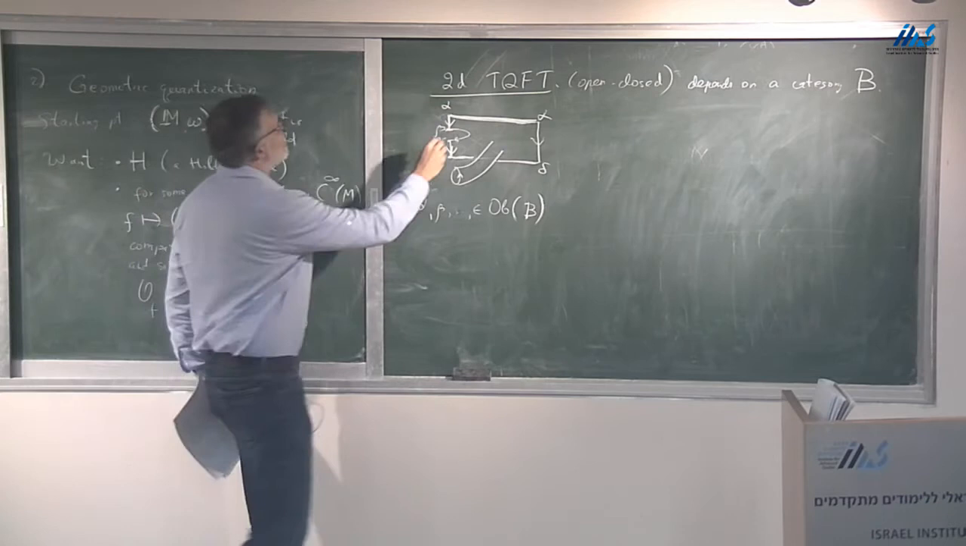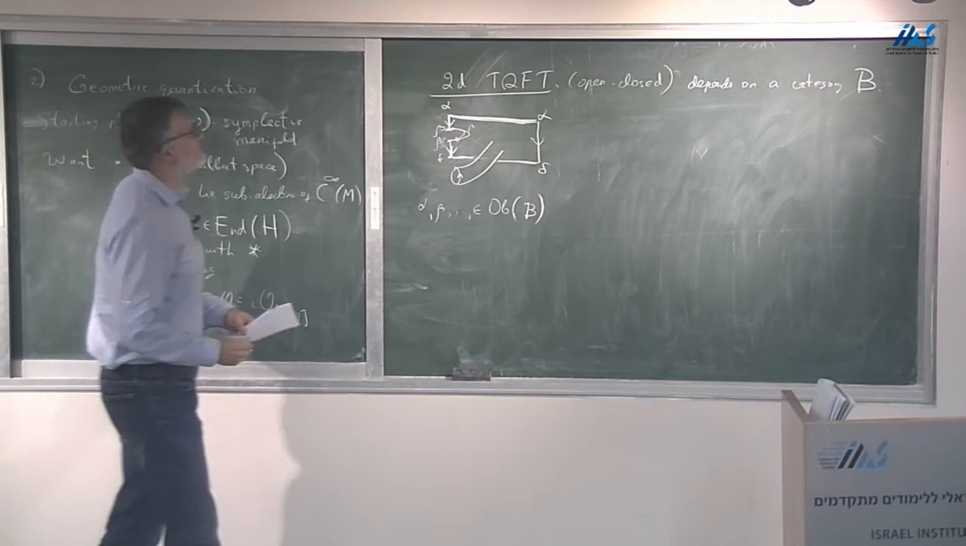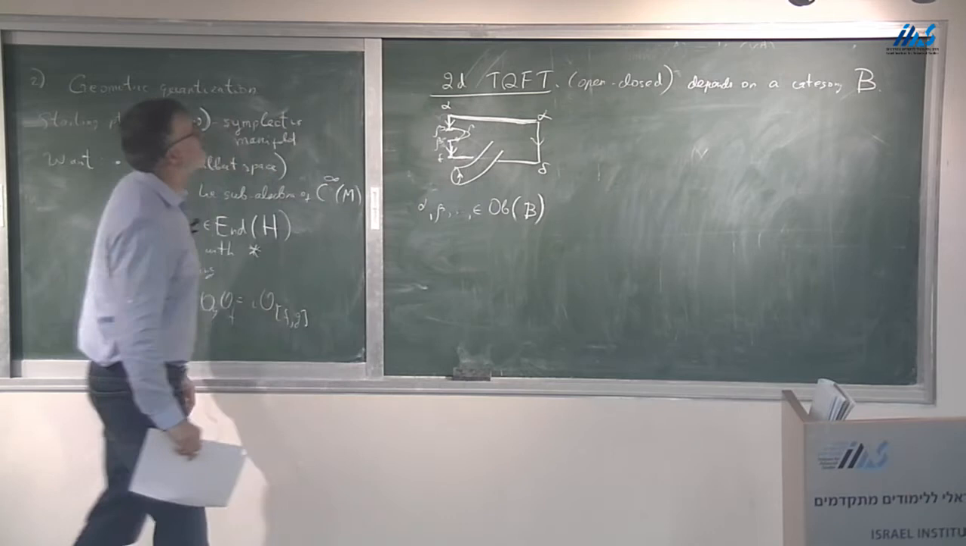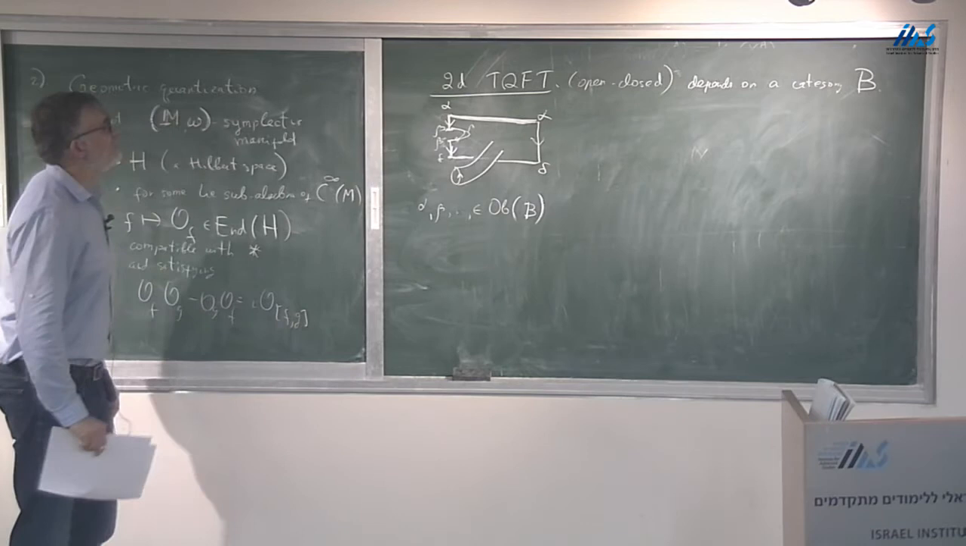So such a topological field theory maps each object of this category, that is, each labeled one-dimensional manifold, to a vector space, and each bordism to a map of vector spaces, compatible with gluing and disjoint union.